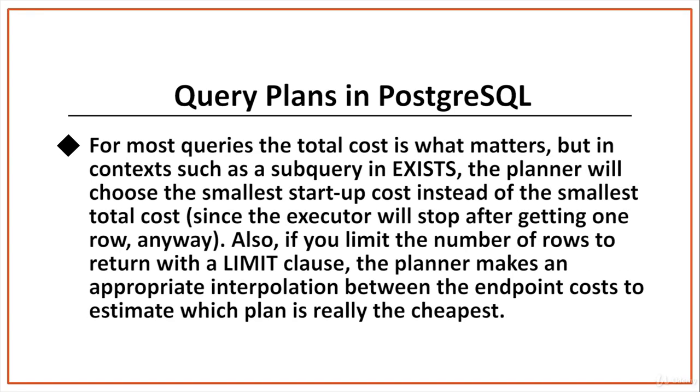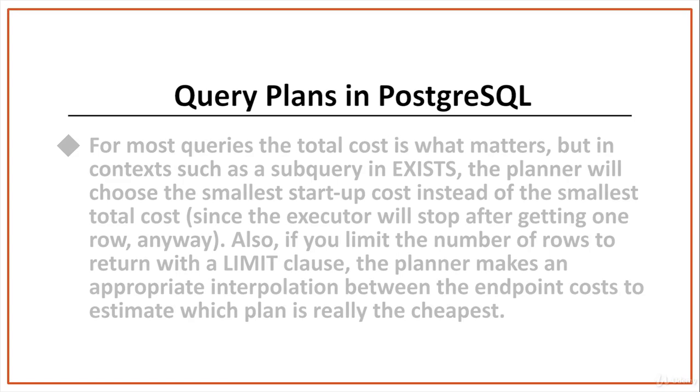For most queries, the total cost is what matters, but in contexts such as a subquery in EXISTS, the planner will choose the smallest startup cost instead of the smallest total cost, since the executor will stop after getting one row anyway. Also, if you limit the number of rows to return with a LIMIT clause, the planner makes an appropriate interpolation between the endpoint costs to estimate which plan is really the cheapest.